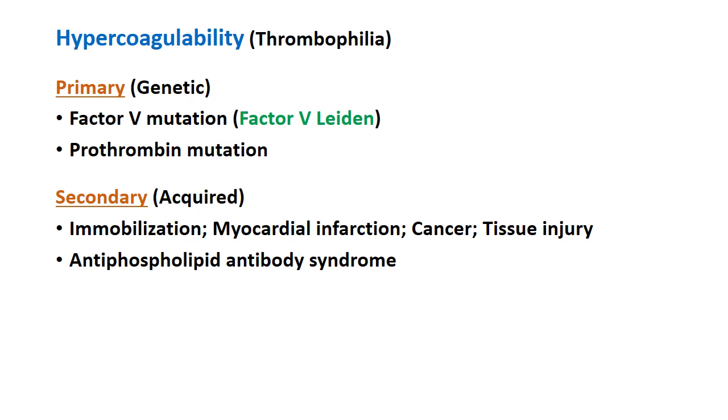And coming to the third factor, that is hypercoagulability, which is also known as thrombophilia. Hypercoagulability can be either primary or secondary. Primary is genetic, where two important factors of the clotting cascade are seen being mutated. The first one is factor 5; factor 5 mutation is also known as factor 5 Leiden. And the second factor is prothrombin, which upon mutation also can lead to hypercoagulability. So whenever there is mutation involving factor 5 or prothrombin, it leads to hypercoagulability.